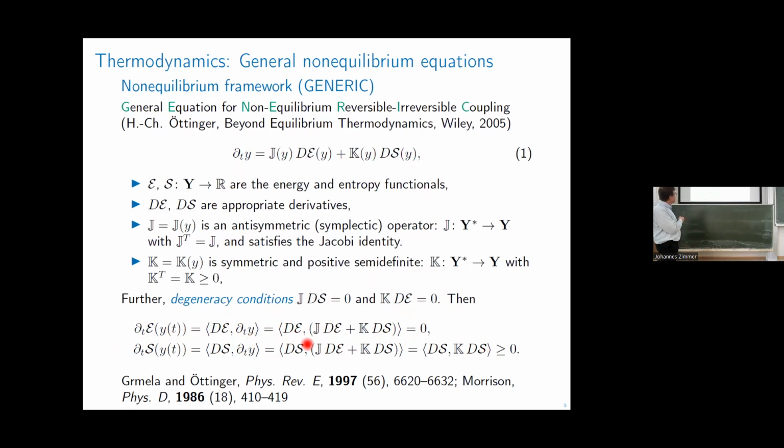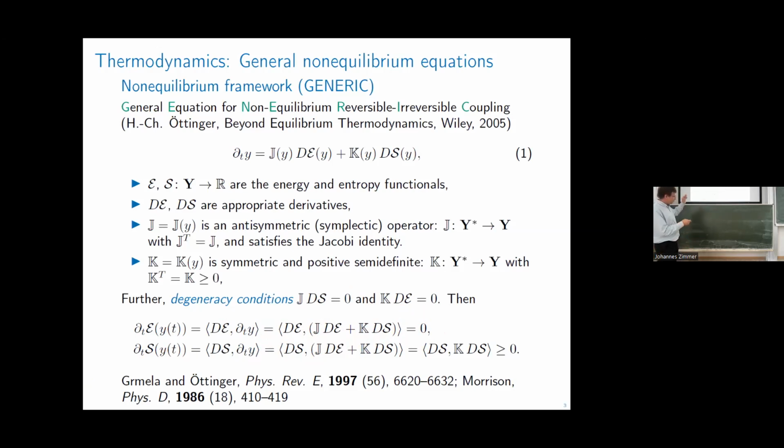And then I see I get one expression which vanishes by the symplecticity of J. And second, if I look at the second term, dE and K, if I take the K over as adjoint operator, I get K dE, which is 0. So I automatically get that the energy is conserved, and a similar computation shows that the entropy is a Lyapunov function.